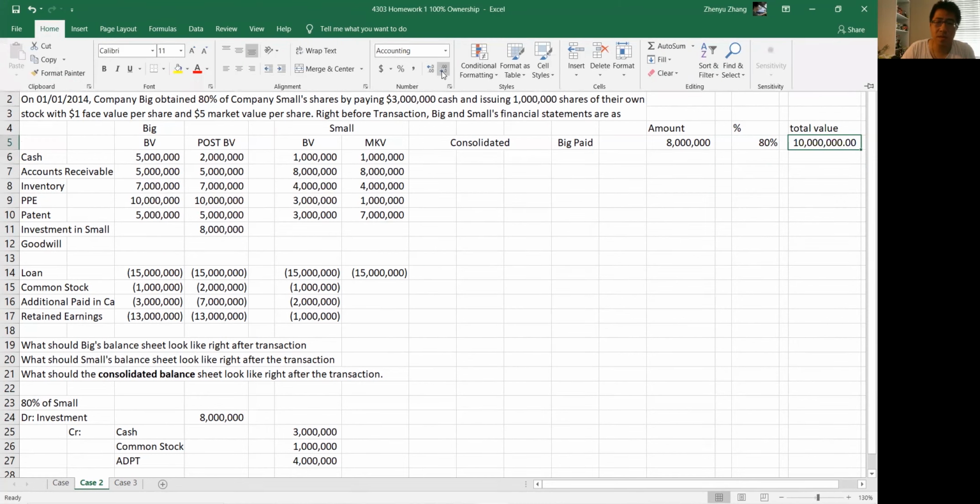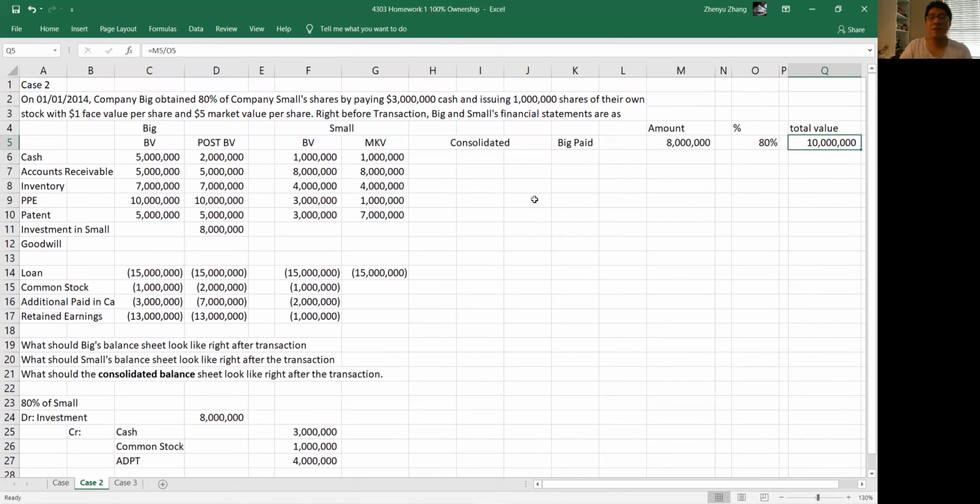Okay. So first we ask, what is 100% worth? Big paid 8 million for 80% of small. So the total package of small is going to be 10 million, right? Meaning that Big is willing to pay 10 million for the whole package of small. We got that?